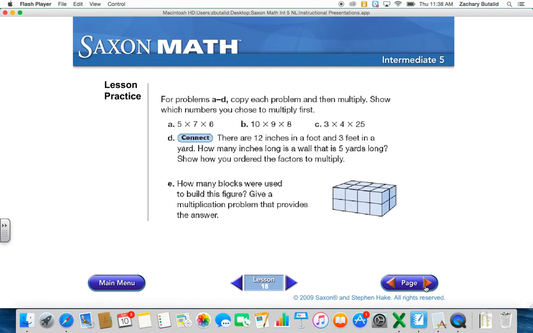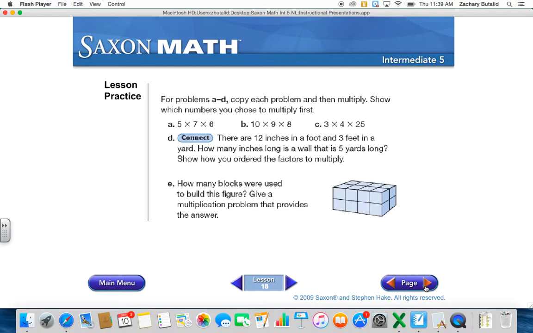Then there's another word problem, and remember, we've been working on this in class. You can even underline what they are asking you to solve. There are 12 inches in a foot, and there are 3 feet in a yard. How many inches long is a wall that is 5 yards long? What are you going to do with that problem? Remember, you're going to be multiplying, and you need to figure that one out.